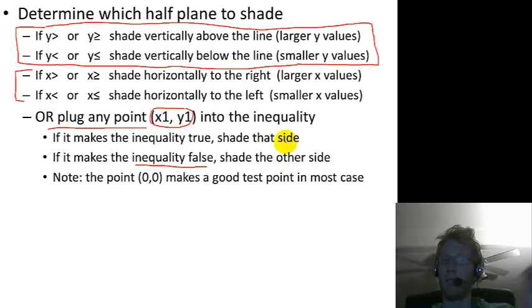So there's only two possibilities. One side is shaded, the other side is not. So just checking a single point is enough to figure out which side you should shade. And just as a comment, plugging in 0, 0 is typically the easiest thing to plug in, which makes checking really, really easy. The only time you shouldn't use 0, 0 to check is if 0, 0 is on the boundary between the two. So you have to choose a point which is clearly on one side or the other, that's not on the boundary line.